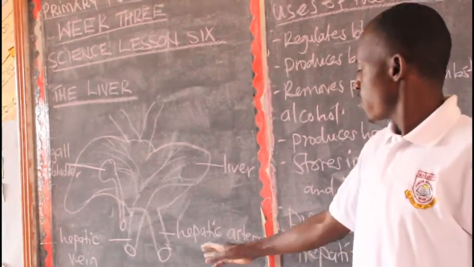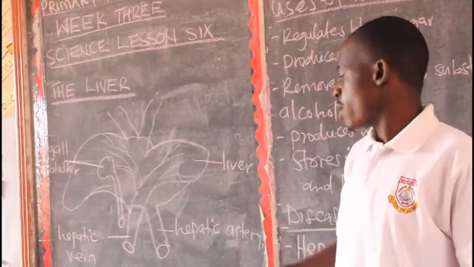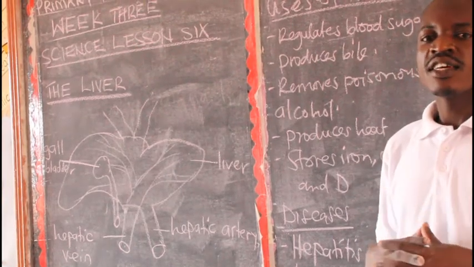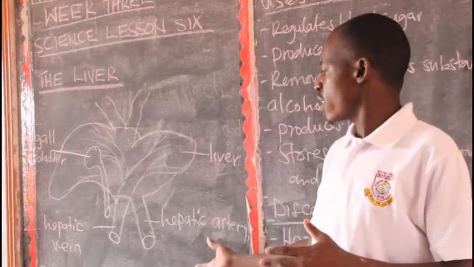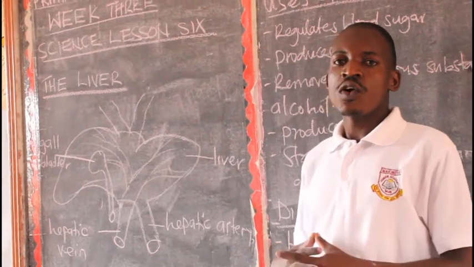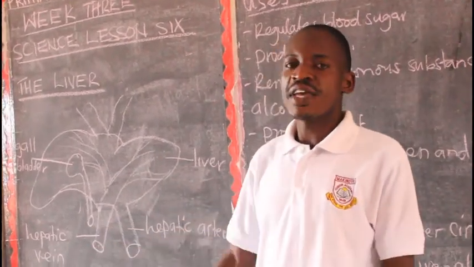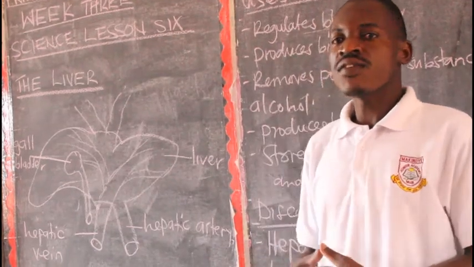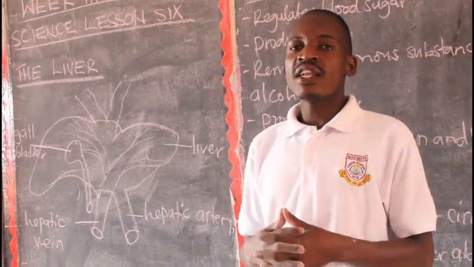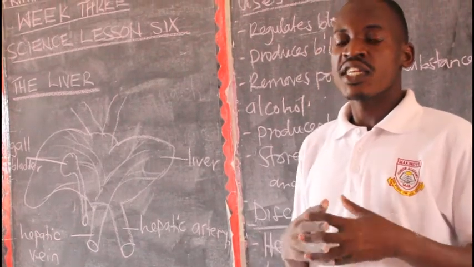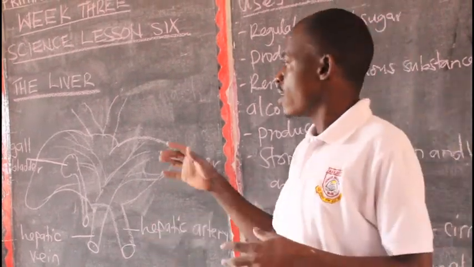One of the blood vessels we find at the liver is what we call the hepatic artery. The hepatic artery helps to carry blood containing oxygen to the liver. Then we have the hepatic vein. The hepatic vein carries blood containing carbon dioxide, or deoxygenated blood, from the liver.